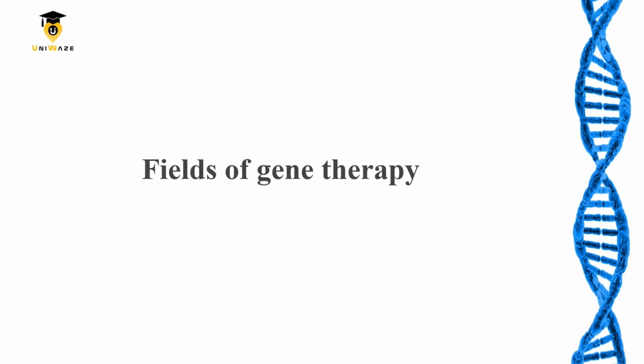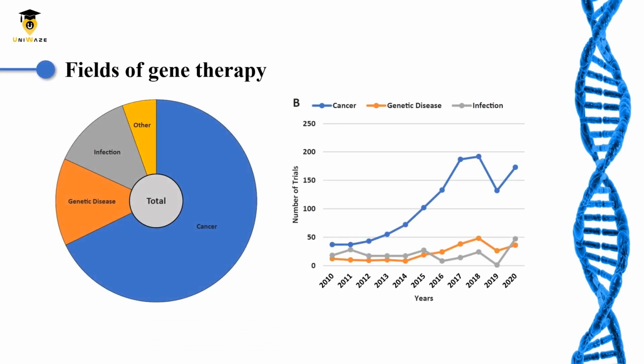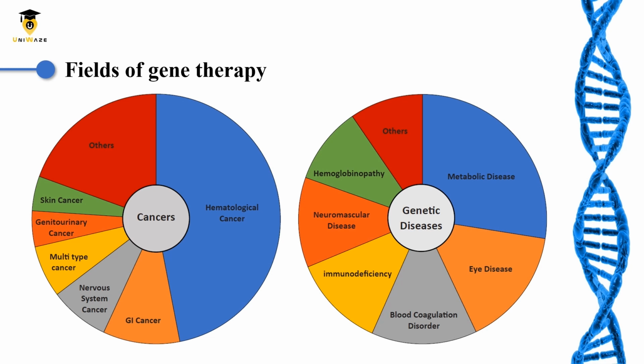Now we understand that gene therapy is as old as a century, so let's talk about fields of gene therapy. As you can see in the diagram, gene therapy has been done more in the field of cancer than in genetics or infectious diseases. In the field of cancer, hematological cancer has a greater contribution. And in the field of genetic disease, metabolic disease has a greater contribution.